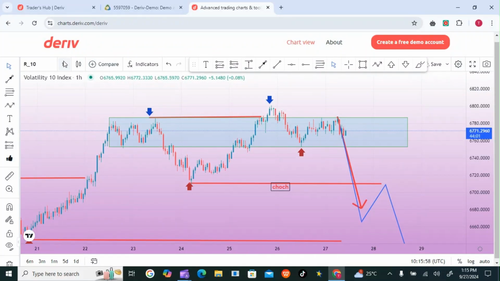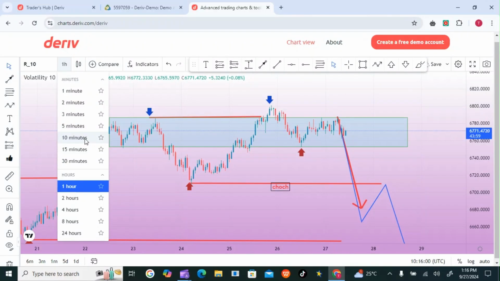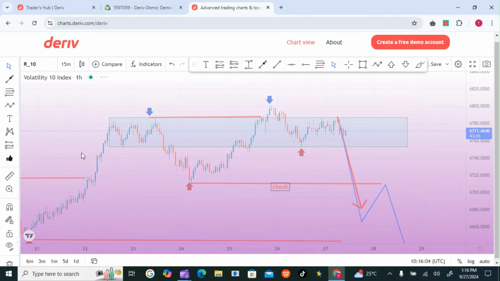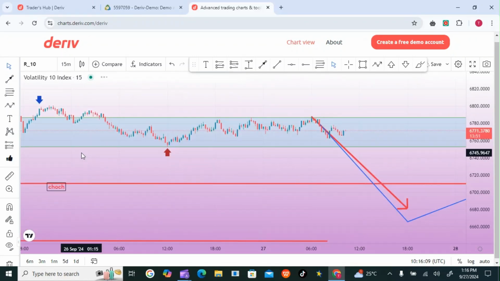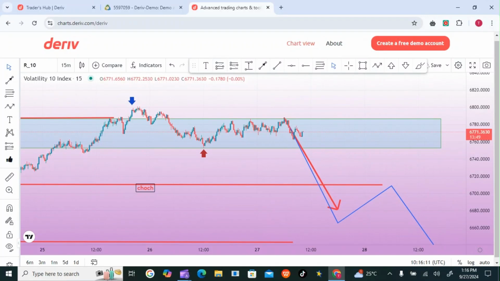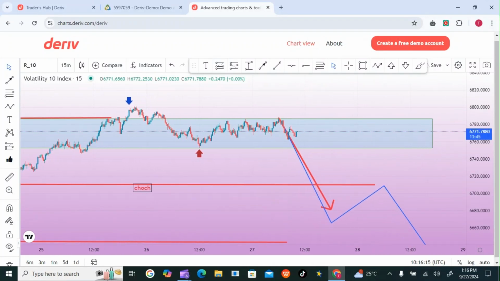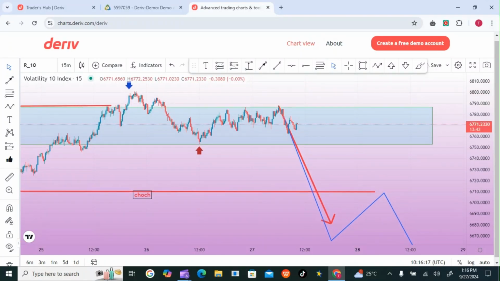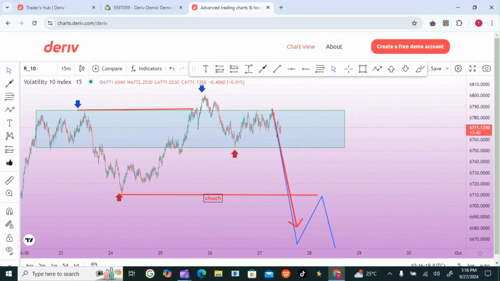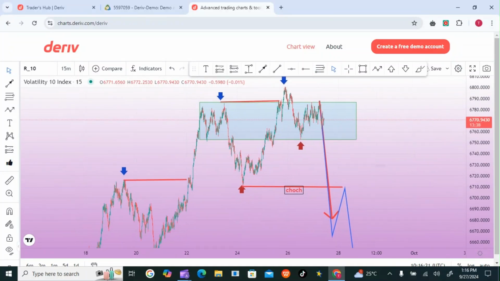So we will proceed to the 15 minutes and look at maybe a potential scalping entry, since I want us to trade live today, and then we see the results before I release the video. So now on the 15 minutes, let's see how it's behaving.